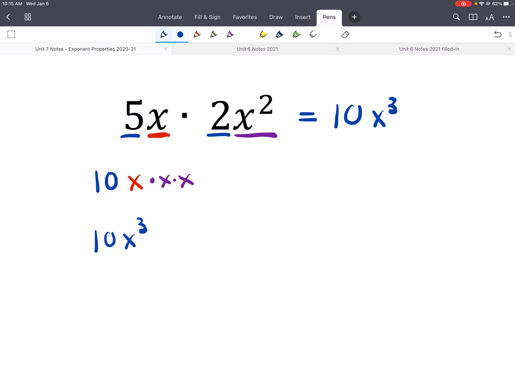All right. Again, I guess I didn't mention this before, but if we just have an x by itself, like this expression, it has an exponent. It's just the exponent of 1. So whenever you have a variable that doesn't have an exponent, it's always a 1. So if that helps, then you can always do that.